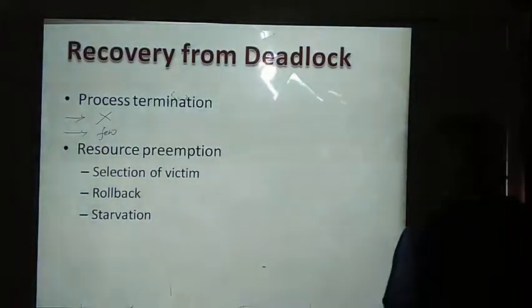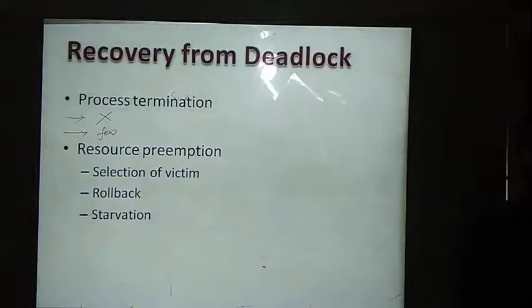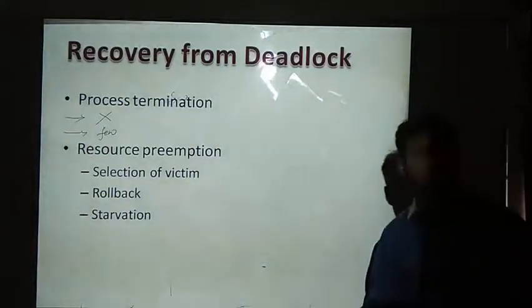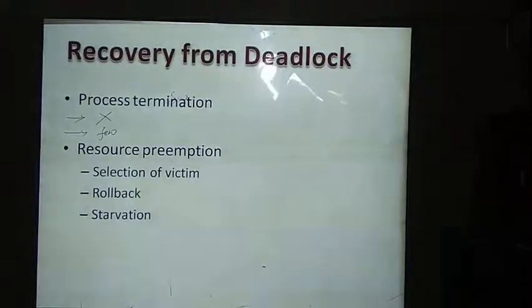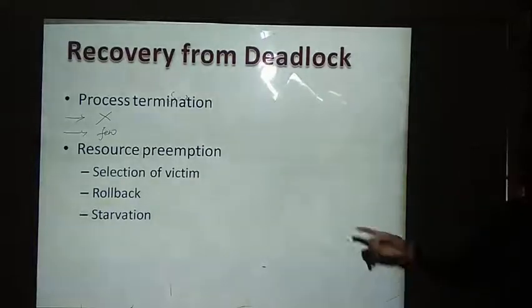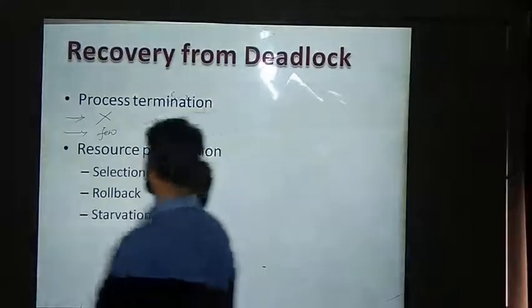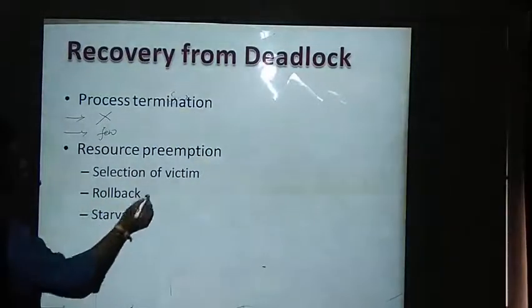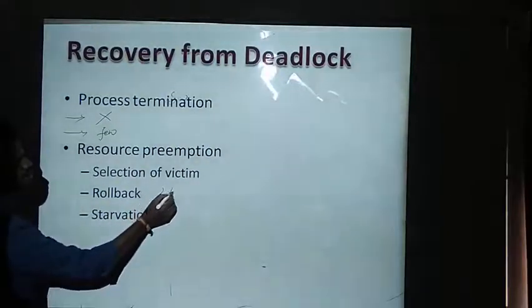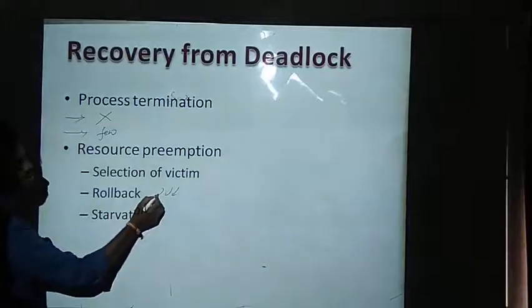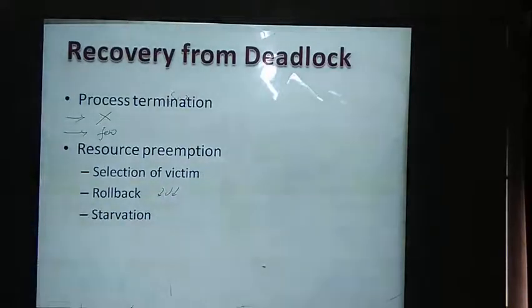Why? Because we need to analyze all the processes: which process is taking the resources, which is not, and which process is making us go for the deadlock situation. That is a typical task. The next one is rollback. In this, we roll back from all the processes to those processes which will not lead us to the deadlock.